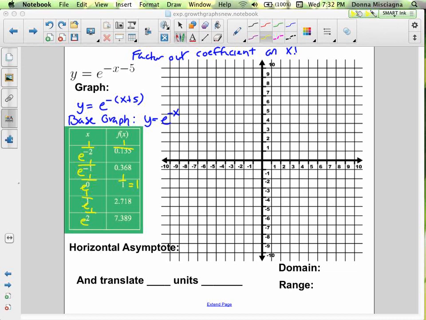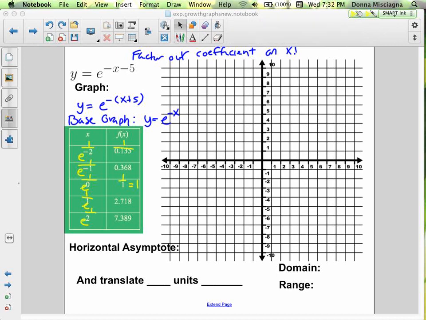What do you think 1 divided by 0.135 is going to be? I'll tell you that it's a number that should be in that table there. All right, let's find out. 1 divided by 0.135. Why, it's 7.4 because I rounded, all right, but 7.389.